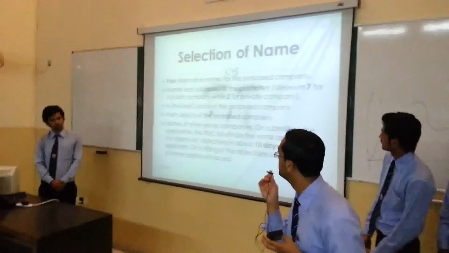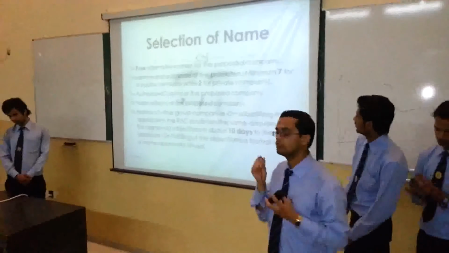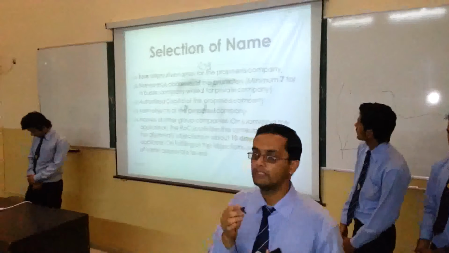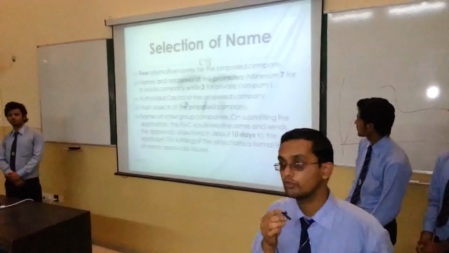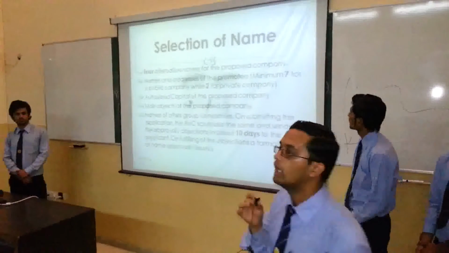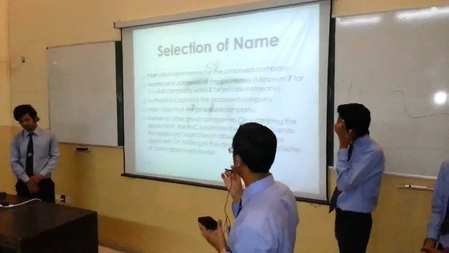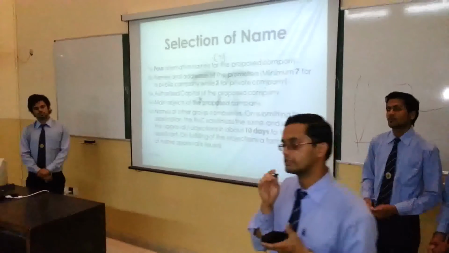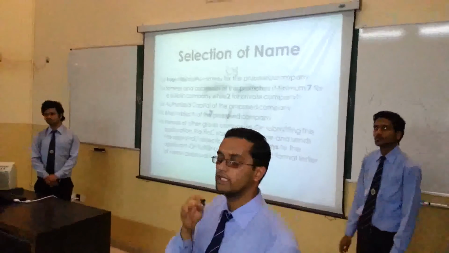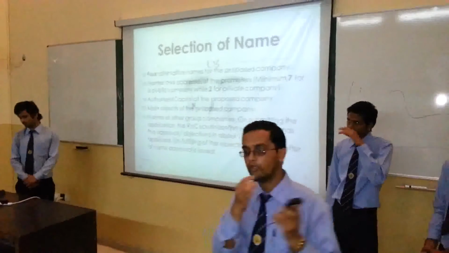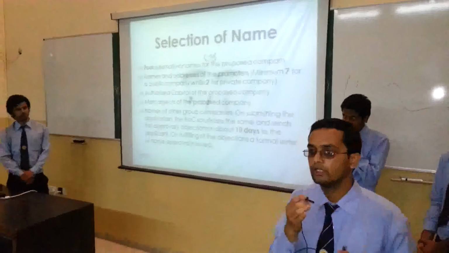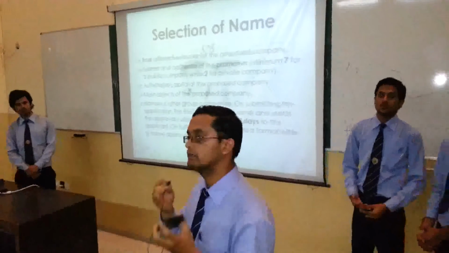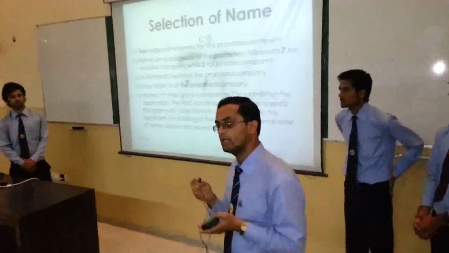Then selection of the name. Here, when you are going to establish a company, form a company, at that time you have to submit 4 to 6 names. You can give 4 to 6 names to the registrar of companies, who checks whether the name is already taken by other companies or not. If it is taken, he rejects it. If it is not taken, he says, yes, this name is available, you can take it.